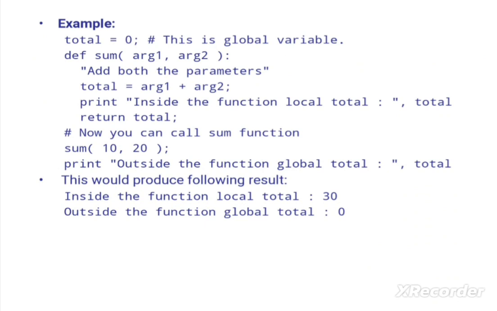Example: total outside of def function, the total is a global variable. Then inside of the function, argument 1 and argument 2 are local variables.